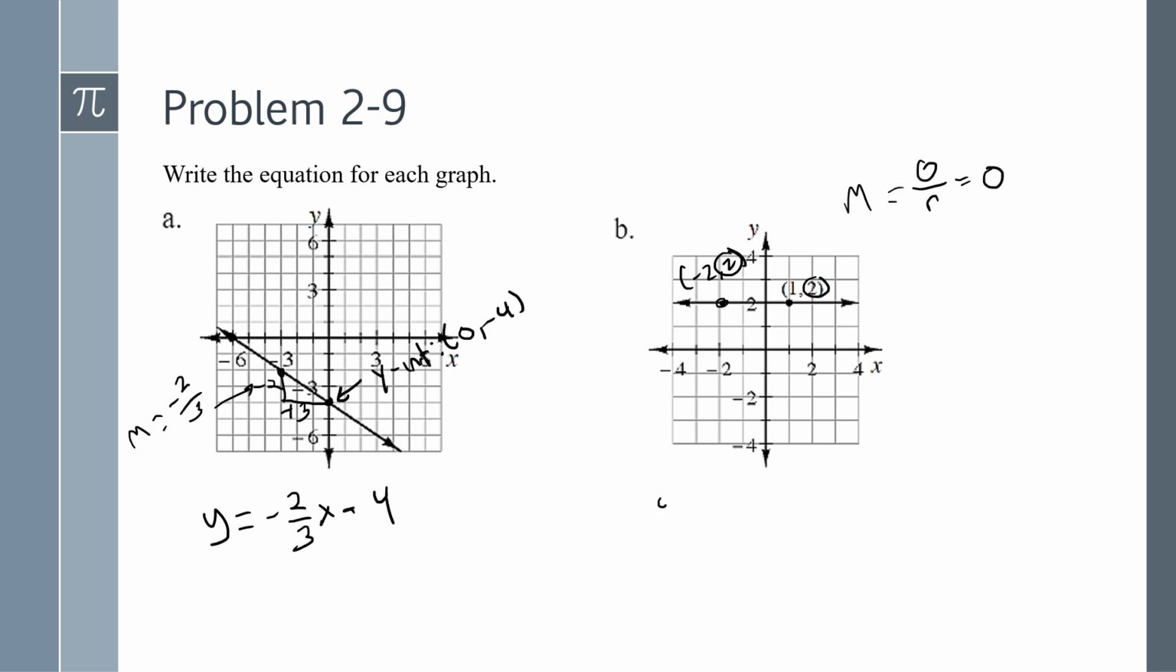So we could write it as y equals 0x, and it clearly goes through the y-axis at 2. But we don't like to write the 0x. That's a 0. And so horizontal lines are y equals 2. So y equals whatever number it goes through the y-axis at.